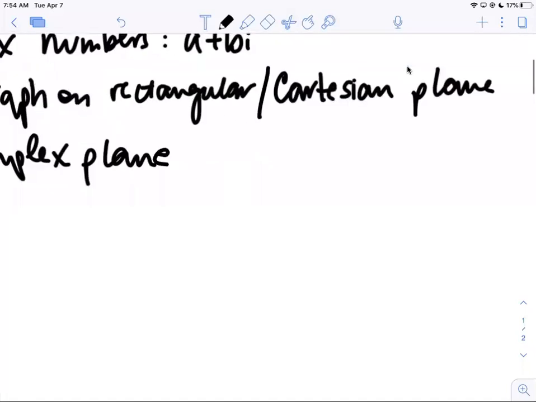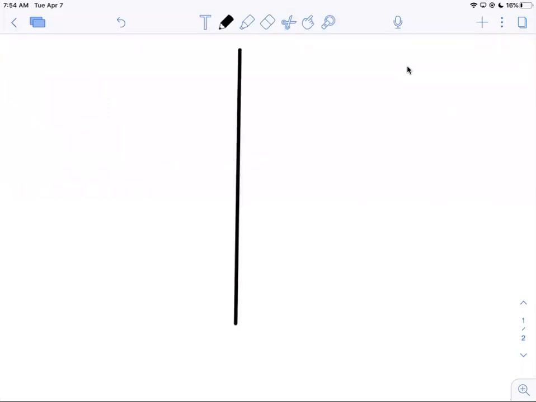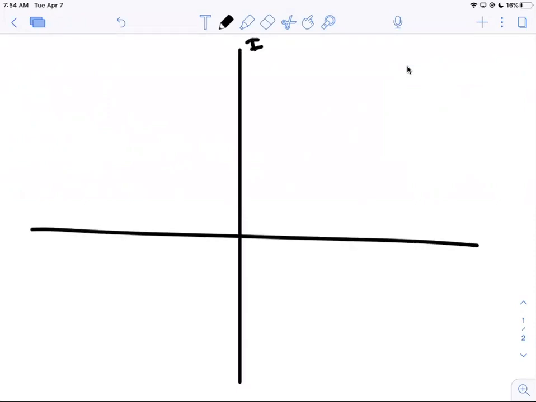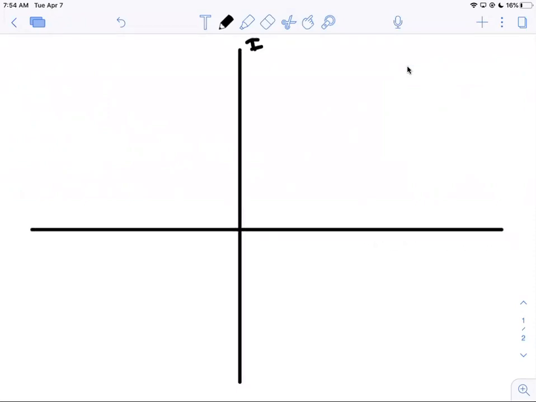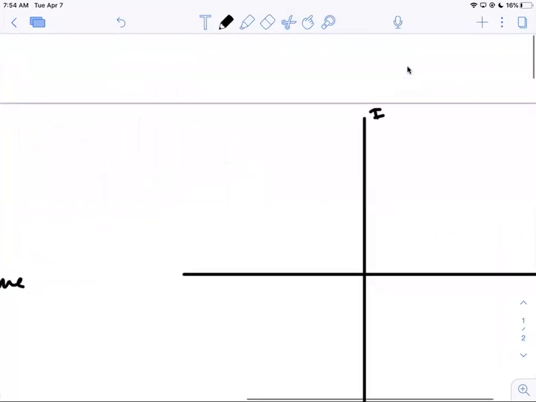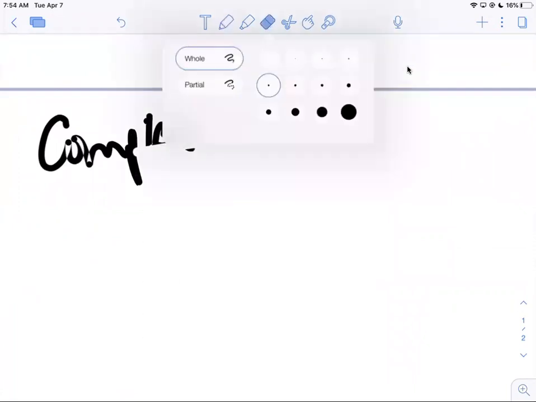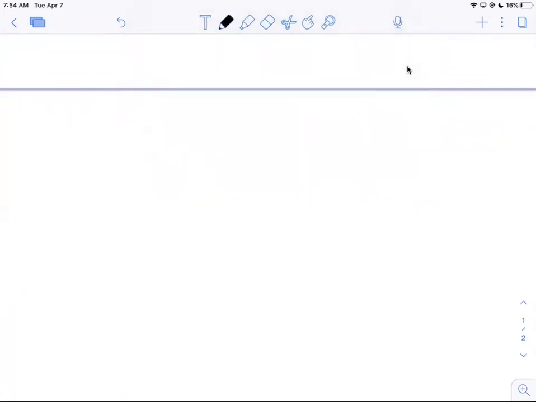If I could spell, that'd be great, right? All right, so over here, I'm going to draw a complex plane. So I've got my vertical axis, my y-axis is my imaginary numbers, and then my x-axis is my real numbers. We're going to do a couple examples on this graph, but this is what a complex plane would look like. I'm going to label it just in case I forget, and then when I come back to my notes, I want to know what's going on. Complex plane.